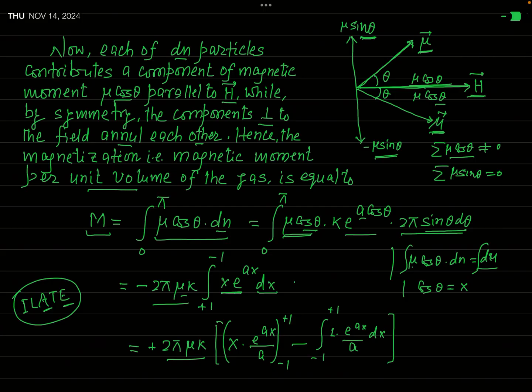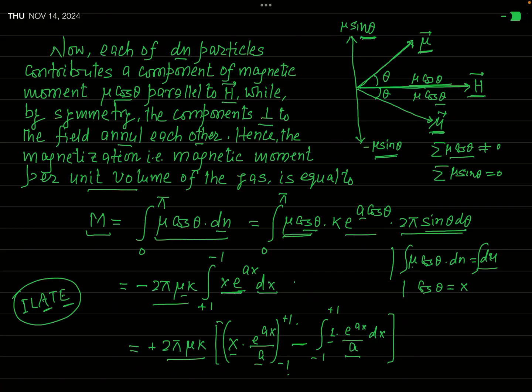Now let us see. Remember the formula for integration by parts. According to this formula, we have to write first function, which is x, times integral of second function. e to the power ax is the second function. Its integral will be e to the power ax by a, and limits are minus 1 and plus 1. Then we have to write minus integral of differential of first function. What is the first function? x. And its differential will be 1. And then integral of second function, that is e to the power ax over a.